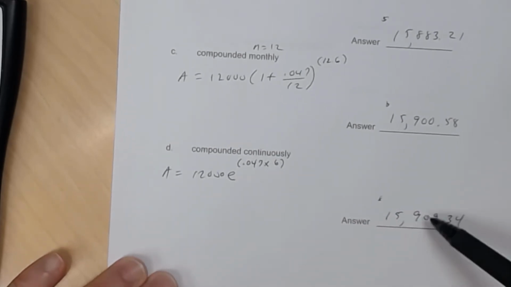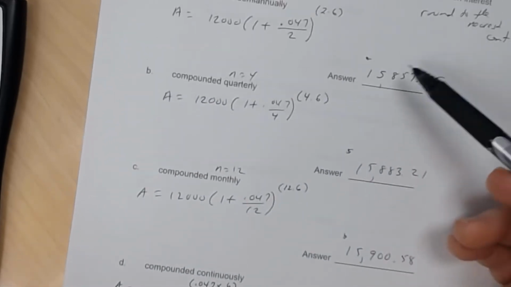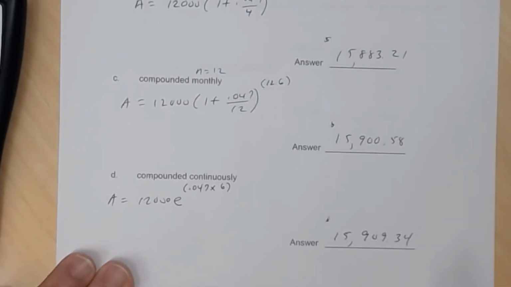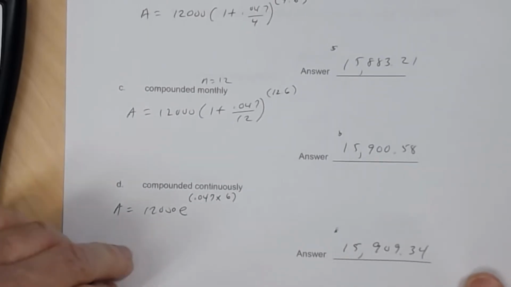Okay, so compounded continuously means an infinite number of times. So notice that this is more than any of the others. So the more times it's being compounded per year, the more money you earn. Okay, so that's number one.